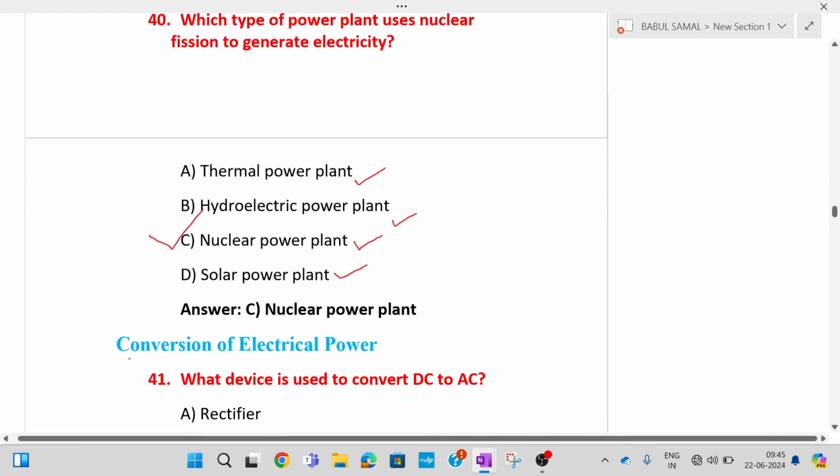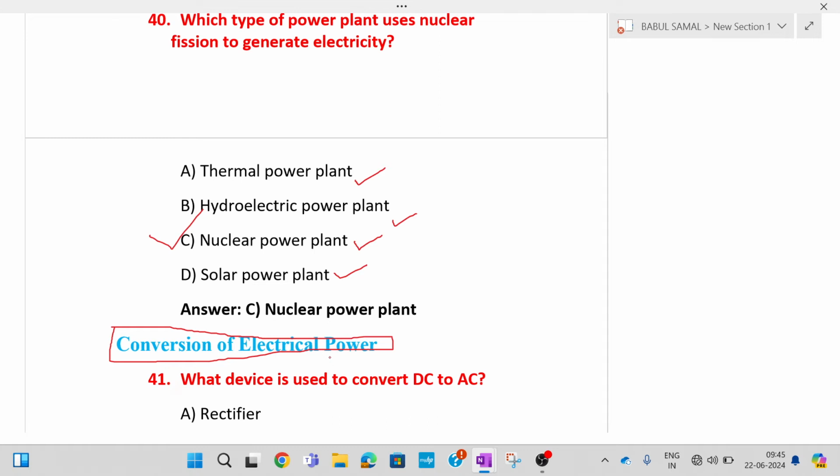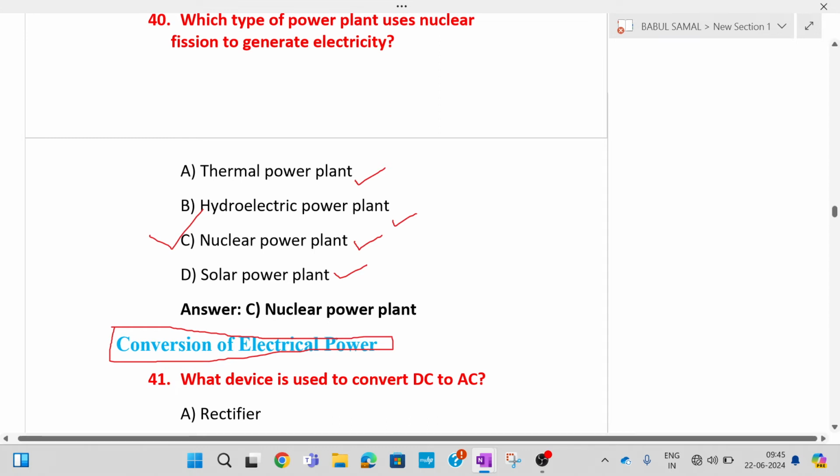Now coming to the next session, which will cover conversion of electrical power. As I said, we have taken whole syllabus-wise questions of basic electrical engineering.